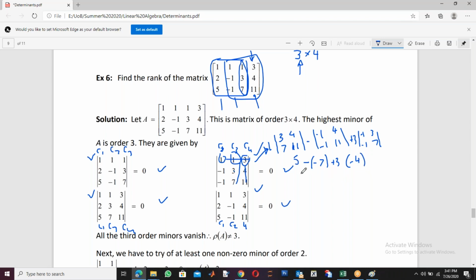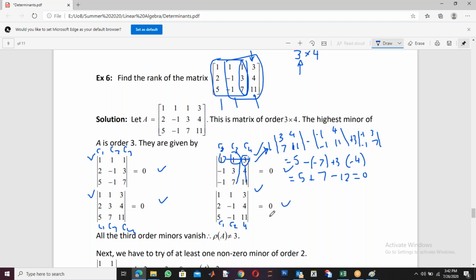So you see, this is 5 plus 7 minus 12. So what is this? This is 0, right? 12 minus 12 is 0. So see, I got the 0 answer. That's how you have to prove all of them. You will expand this, you will see you got 0. Expand this, all answers will be 0.